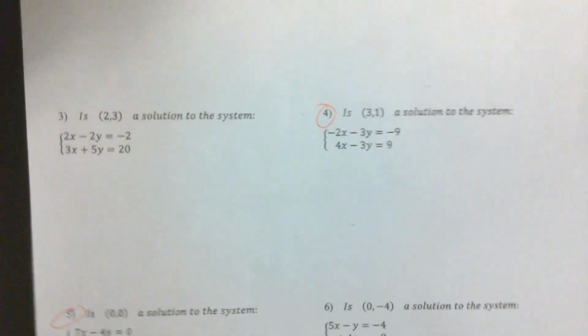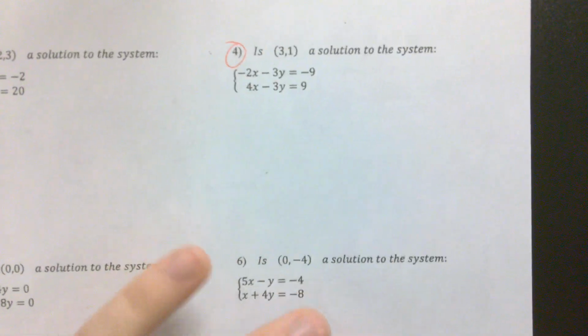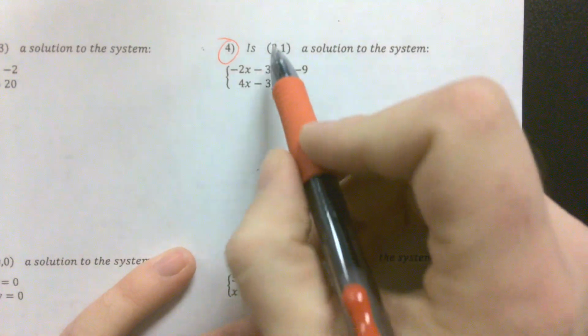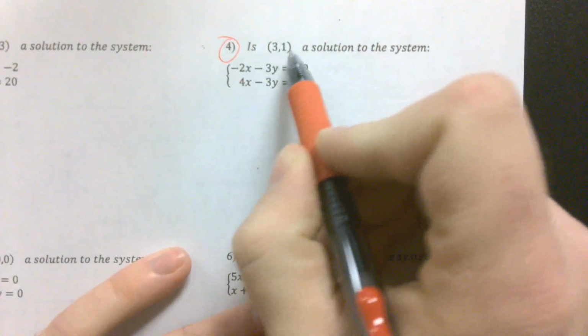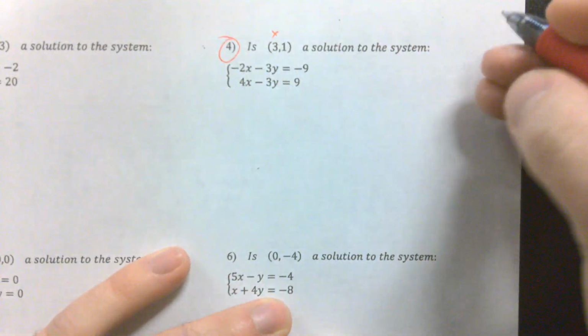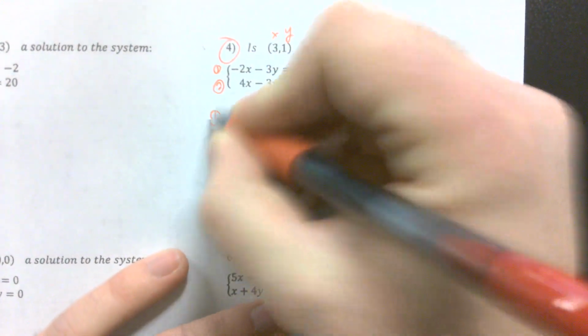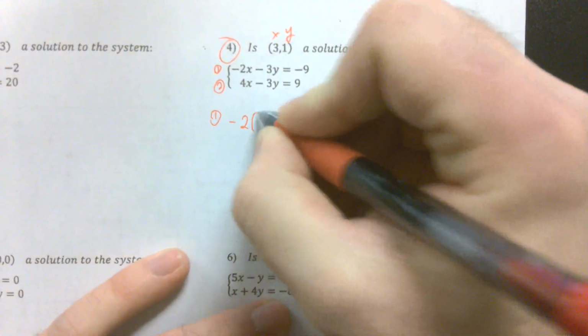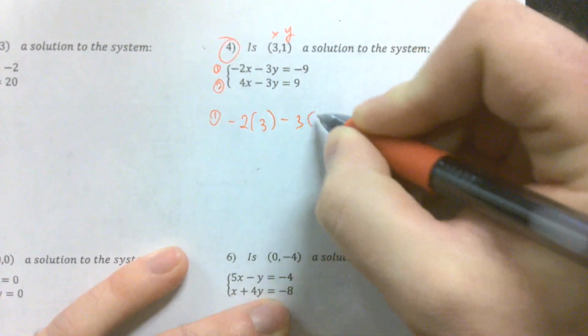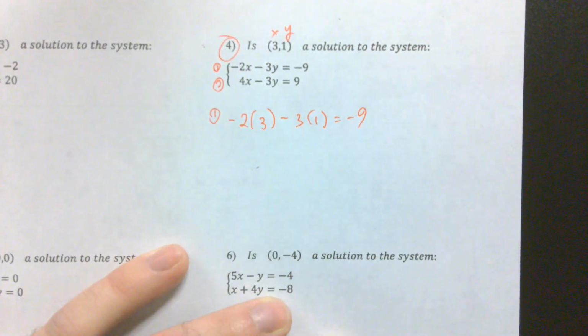We're taking a look at number 4. Is (3, 1) a solution to my system? What's my x coordinate here? 3. What's my y? 1. I'm going to take my first equation first. I'm going to plug in 3 for x. I'm going to plug in 1 for y.